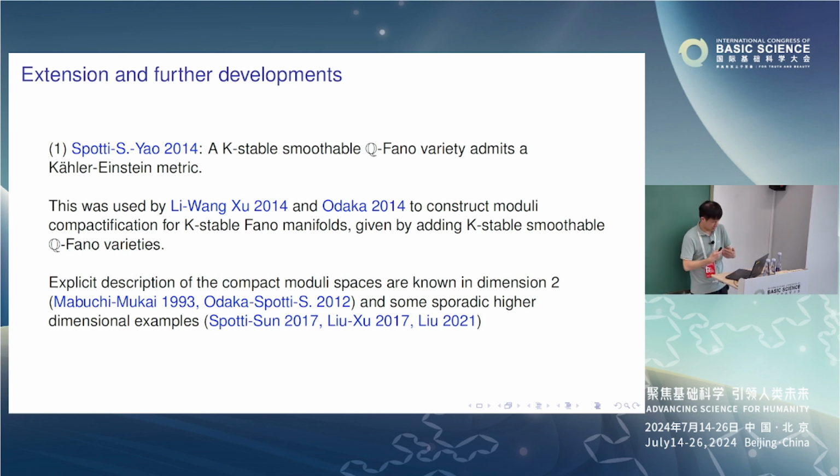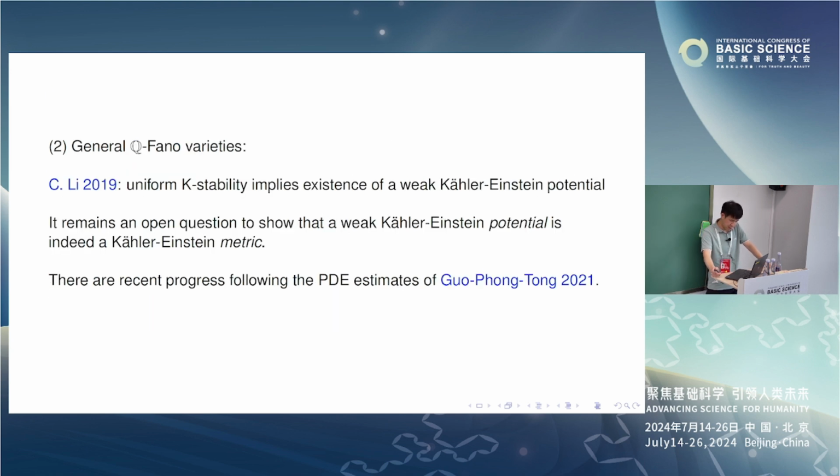So if you compare, you will not necessarily meet these smoothable varieties. And that actually was used by Li, Wang, Xu, and Odaka to construct the moduli space. And then there are also explicit descriptions of the moduli spaces in some cases. For general Q-Fano varieties, not necessarily smoothable, Li proved that uniform K-stability implies existence of the weak Kähler-Einstein potential.